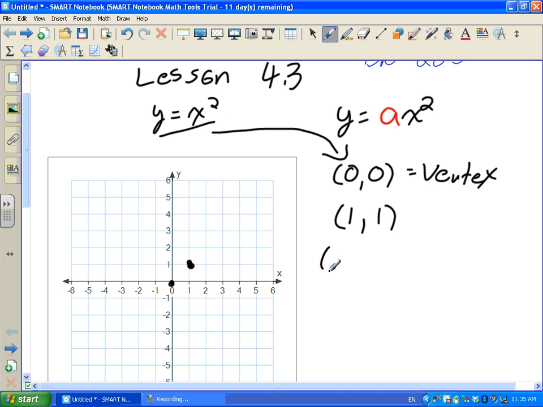What if I were to go in the negative direction 1? What would my y coordinate be? Positive 1. Negative 1 times negative 1 is positive 1. So there's another coordinate. We go negative 1 and up 1.